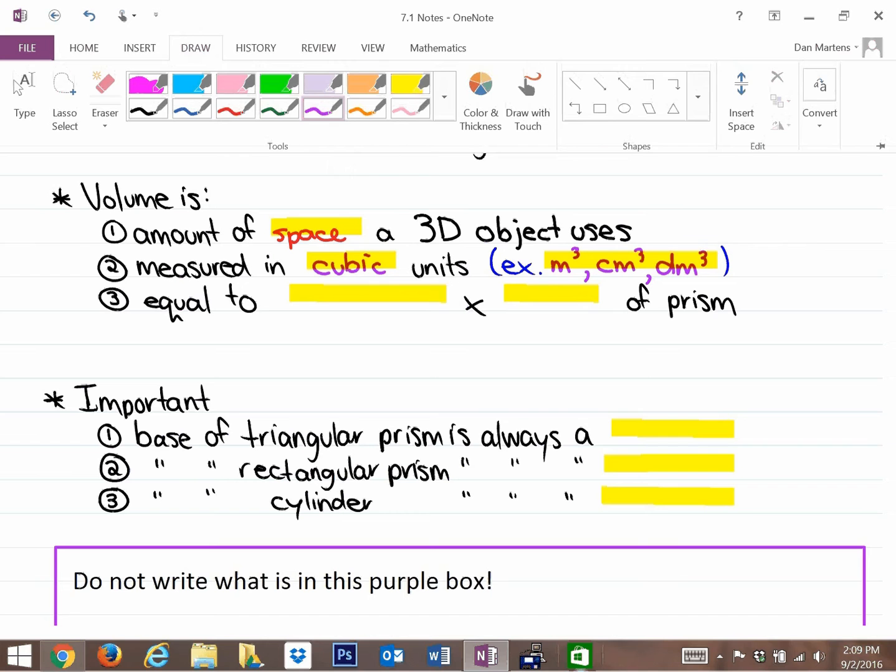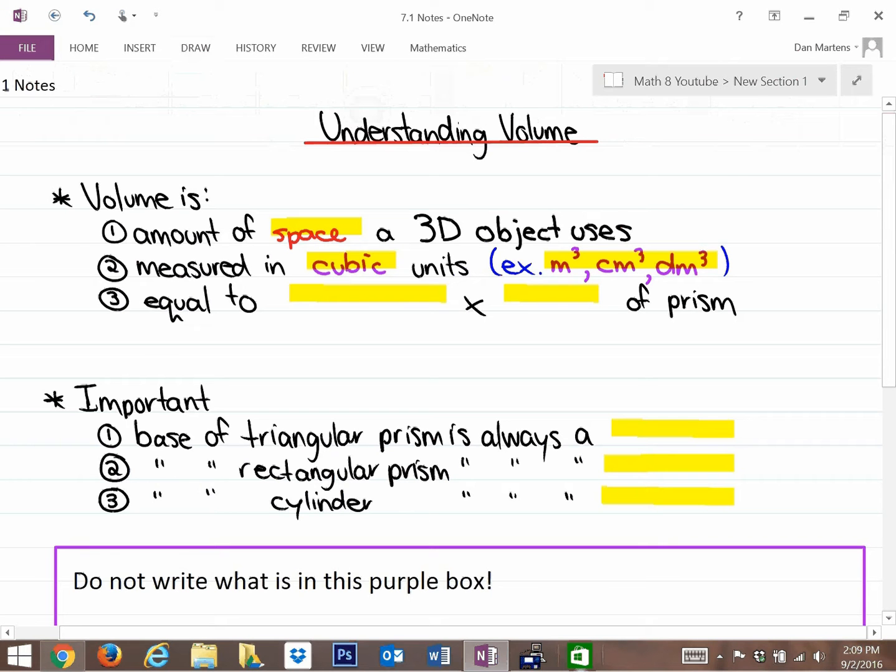Finally, having to do with an actual formula with respect to volume. Volume is equal to the following. It's equal to the area of the base of whatever it is that you're calculating the volume of, times the height of the prism. And in this chapter we're going to be looking at three particular prisms: a triangular prism, a rectangular prism, and a cylinder. So that's equal to the area of the base times the height of the prism.